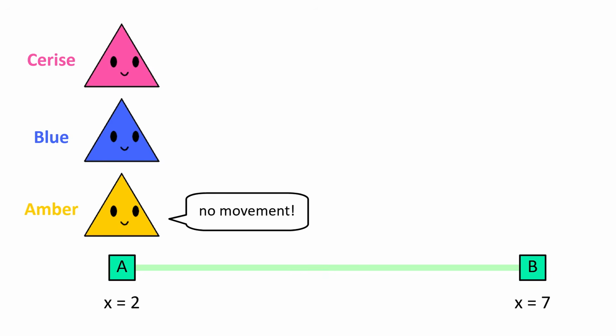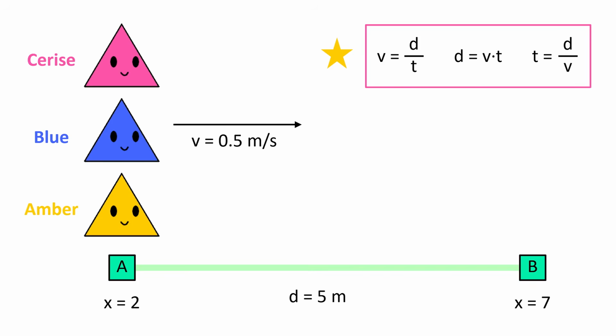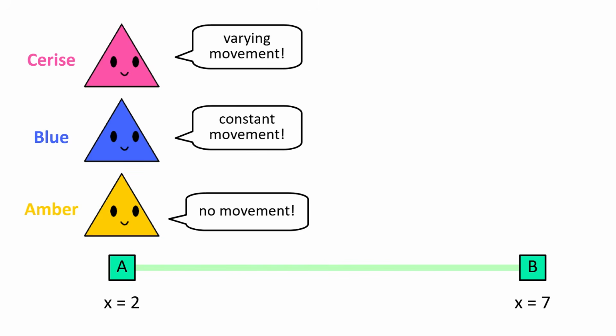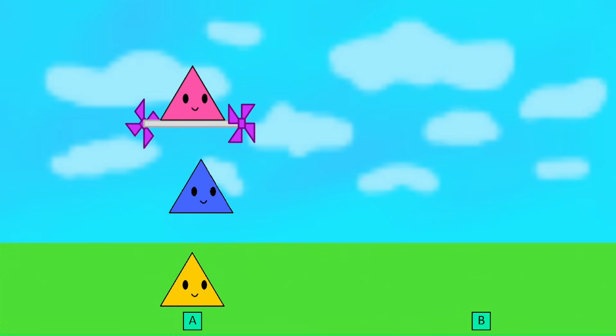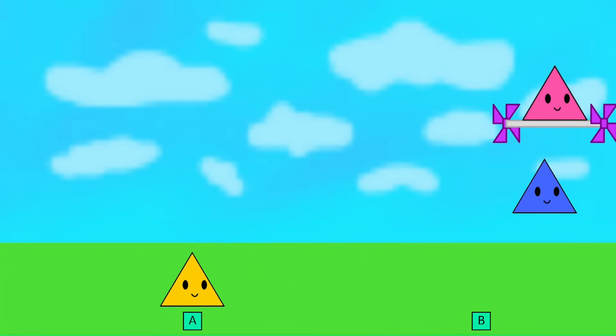Blue triangle uses the technique of constant movement, hovering just above the ground and moving to the right at a constant velocity of 0.5 meters per second. Time equals distance over velocity, so it'll take 10 seconds for blue to go from A to B. Cerise triangle uses the technique of varying movement. They use a fan to get up to speed, which does take a while, but they eventually pass blue and actually end up winning the race.